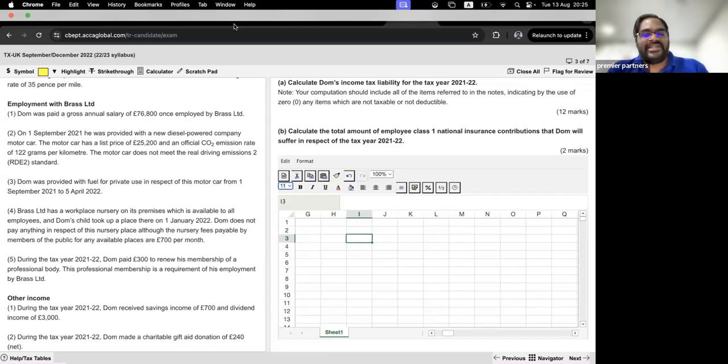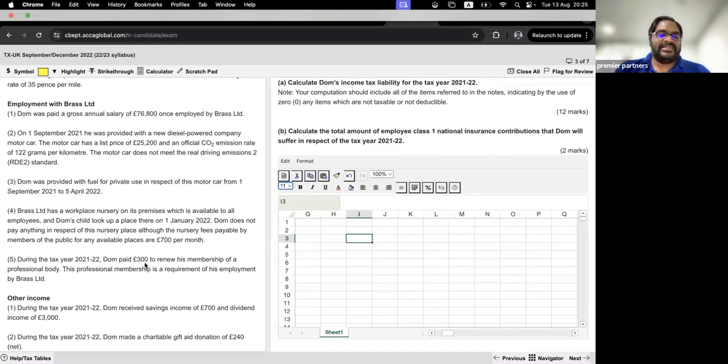It is exempted, right? Workplace nurseries are exempted. So this one we can exempt. Are we good? Razi, are we okay? Right. So that would be an exempted benefit.